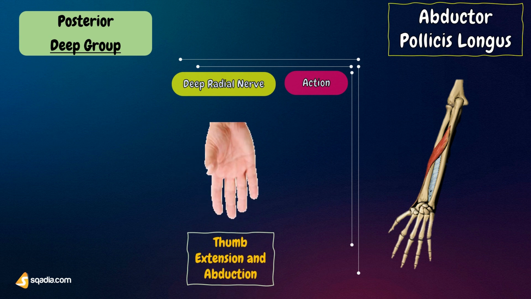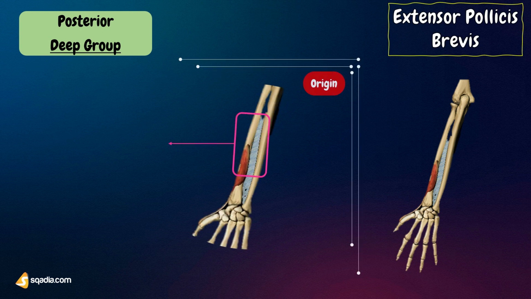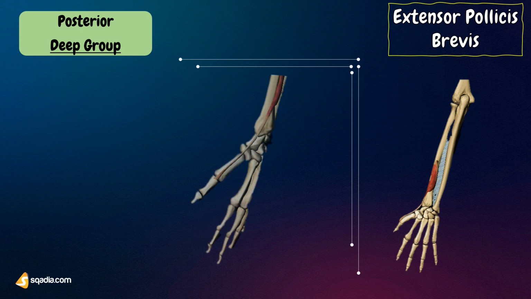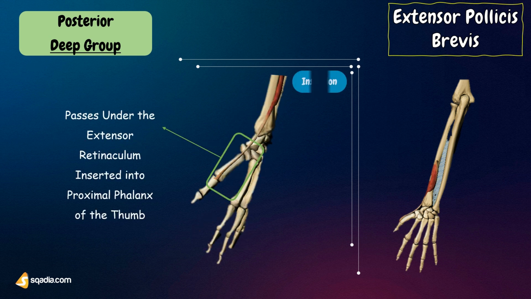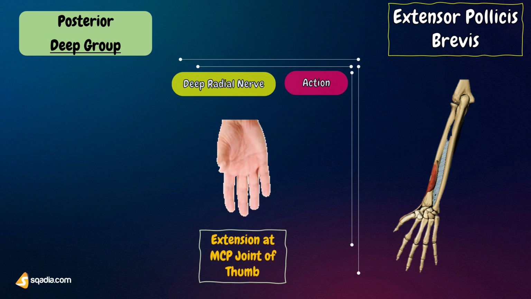The third deep muscle of the posterior compartment of the forearm is the extensor pollicis brevis. It originates from the radius and adjoining interosseous membrane. The tendon of this muscle passes beneath the extensor retinaculum. It is inserted into the posterior surface of the base of the proximal phalanx of the thumb. This muscle extends the metacarpophalangeal joint of the thumb and is innervated by the deep branch of the radial nerve.